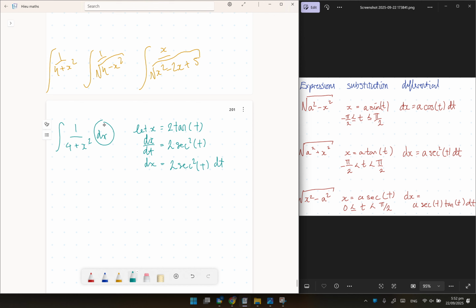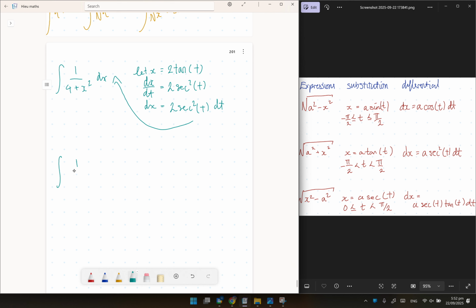So if dx is in the integral here, we can substitute this in for dx. So what is that going to turn into? That's going to be 1 over 4 plus, substituting x in first, I'm going to square it straight away. 2 tan t squared is going to be 4 tan squared t. And then dx is substituted by this. So now that's going to be the whole thing multiplied by 2 sec squared t dt.